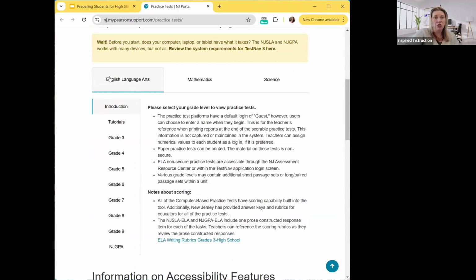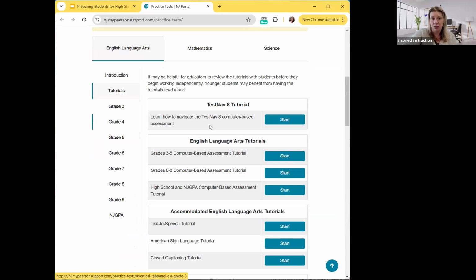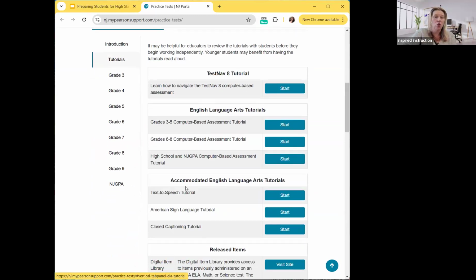So if you go to any of the tests, in this case, we're going to go to English Language Arts. On the side, it says tutorials. There's an overall tutorial about how to use TestNav as an assessment tool. And then there's one specifically for grade levels. There's also ones for text-to-speech, ASL, closed captioning. It is really helpful regardless of what grade level your kids are in, even if they've taken the NJSLA before or your state's high stakes assessment in the past, to let them practice with the actual tools of the test.